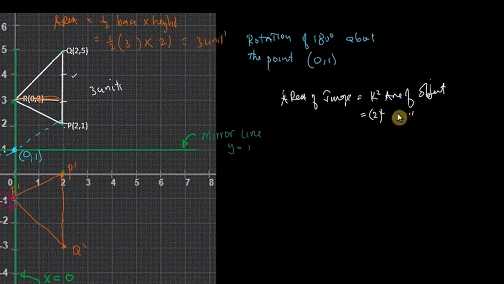Therefore, we could write 2 squared times 3, which is equal to 4 times 3, which is equal to 12 units squared, is the area of my image after an enlargement by a scale factor of 2.